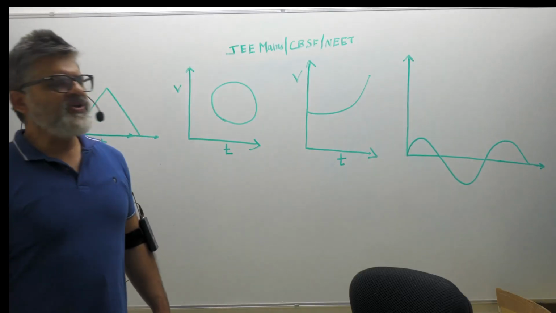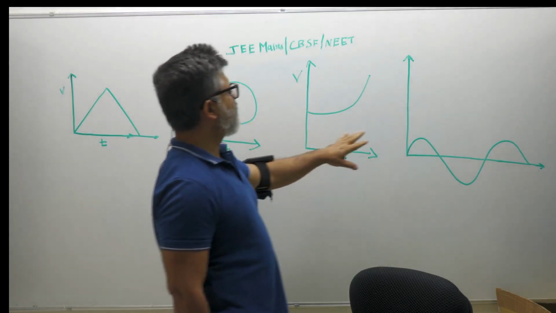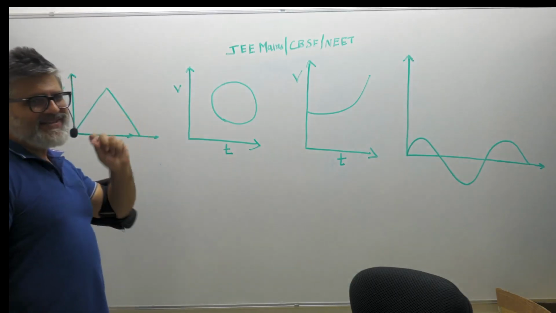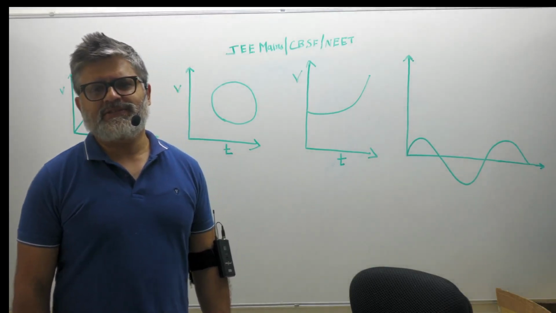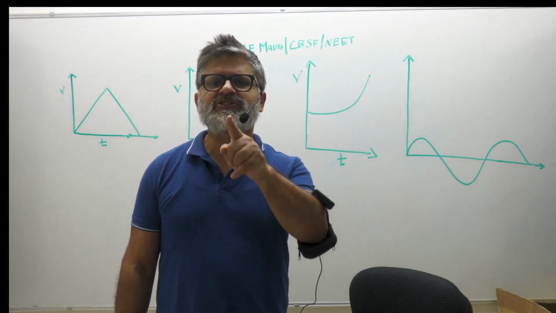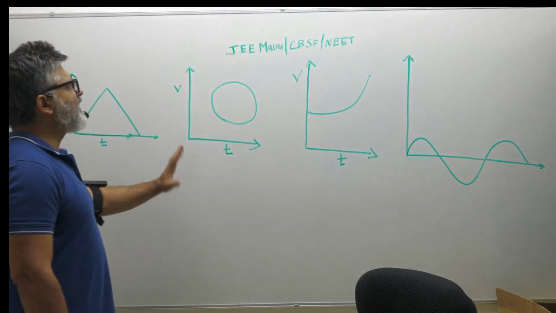All right, students. So what you see are four graphs. One, two, three, four. Okay. The question is, which of the following is not a motion which is in one dimension? So you have to identify that motion which is not in one dimension. Now let's analyze each one of them, right?